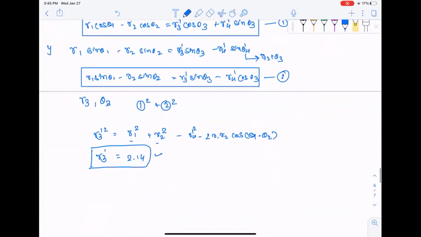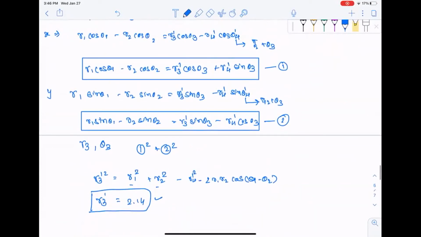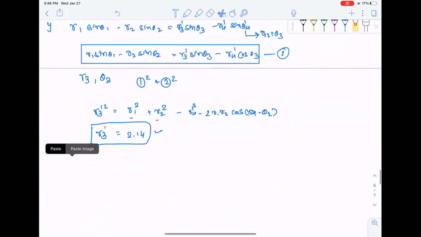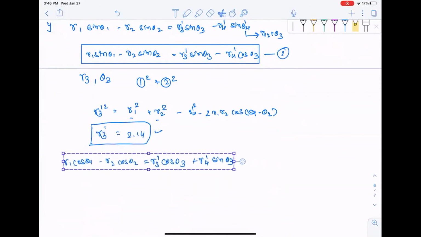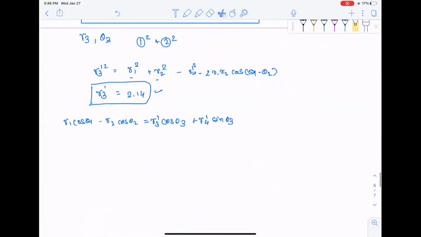Now let us calculate the value of theta 3. What we can do for that is take this equation here and solve it for theta 3. I'm going to write r1 cos theta 1 minus r2 cos theta 2, that is 2.14 cos theta 3 plus 2.14 sin theta 3.